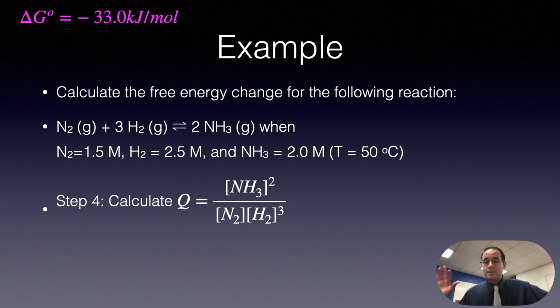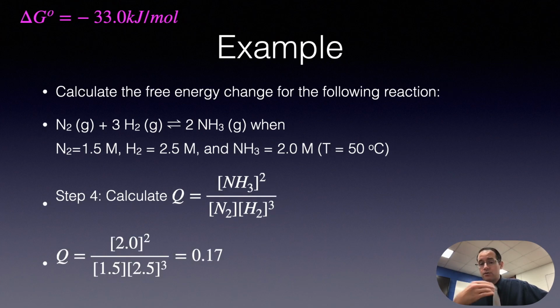So ammonia is the product, so it's NH3 squared because there's a 2 there, and that's divided by the reactants, which are on the left of the chemical reaction. We've got nitrogen, and then hydrogen cubed because we have a 3 in the balanced chemical equation. And then, as usual, you plug in these different concentrations, and you get a number on your calculator, 0.17. Remember that equilibrium constants and Q are unitless.